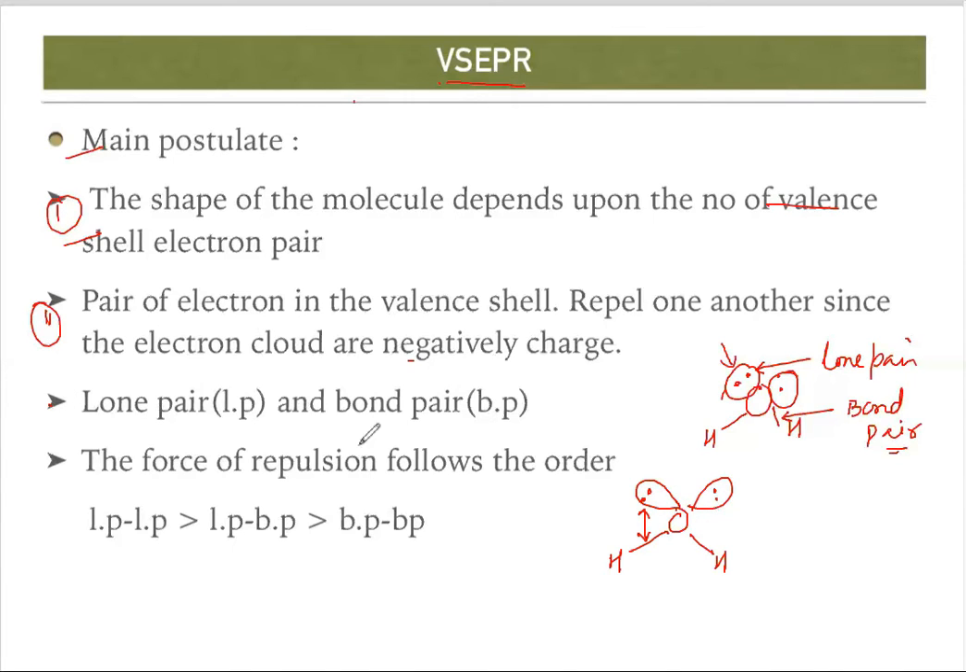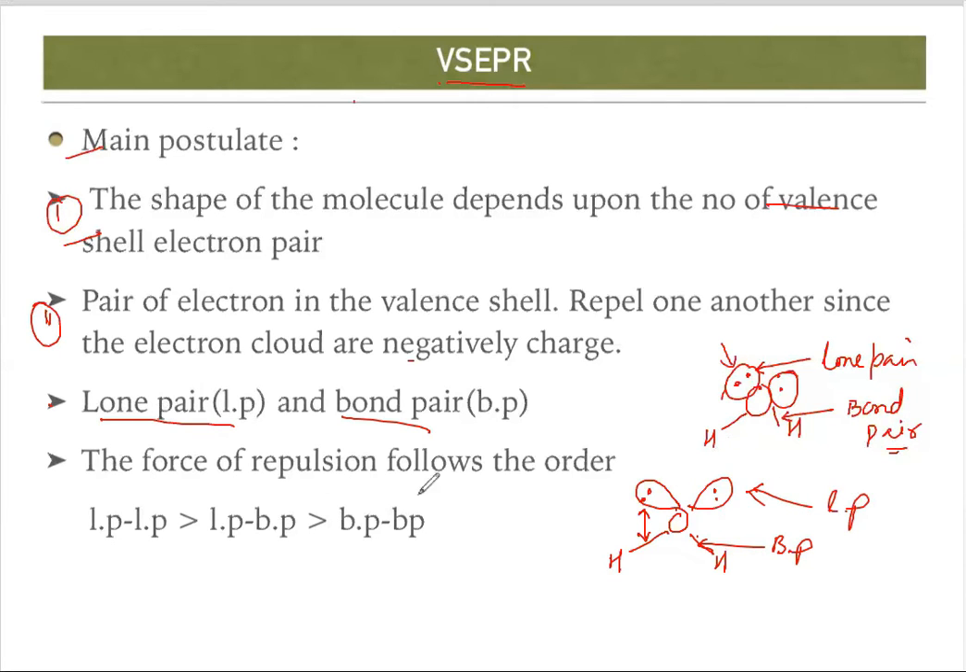Third point, lone pair and bond pair. What is a lone pair? The pair of electrons which do not participate in bonding, but are valence electrons of this central atom, the oxygen atom. A bond pair is a pair of electrons which take part in bonding. For example, this we will call a bond pair, and this we will call a lone pair.